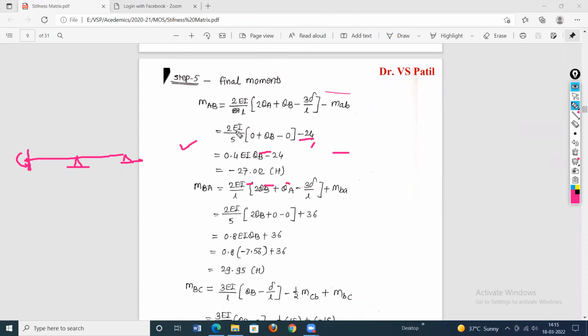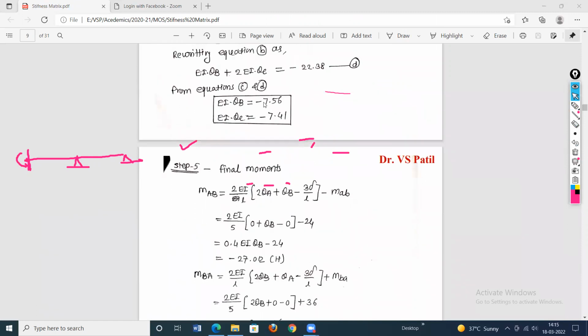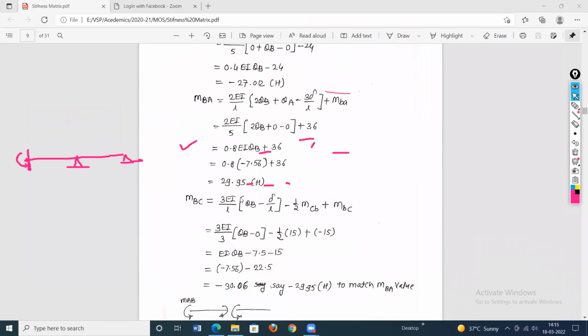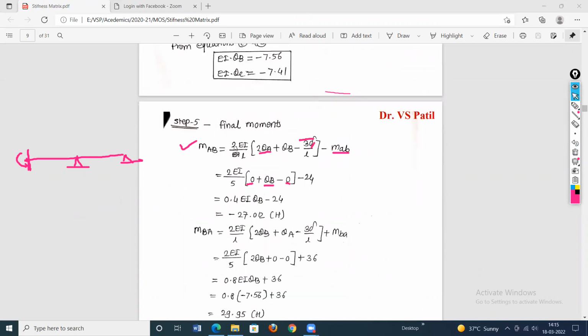Then simplify this. EI into theta B is already known. We have determined that EI into theta B is minus 7.56. So substitute the value of EI theta B, then we get the value of MAB as 27.0. It is a minus, that is anti-clockwise. So this moment is acting anti-clockwise, and therefore the nature is hogging.